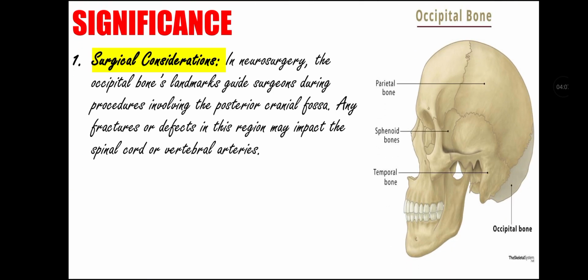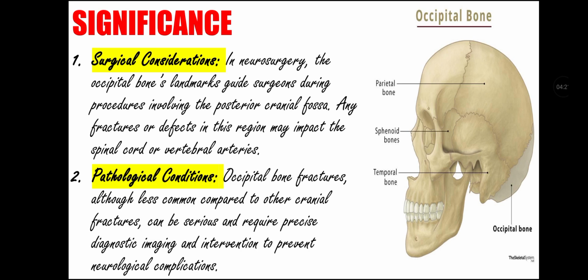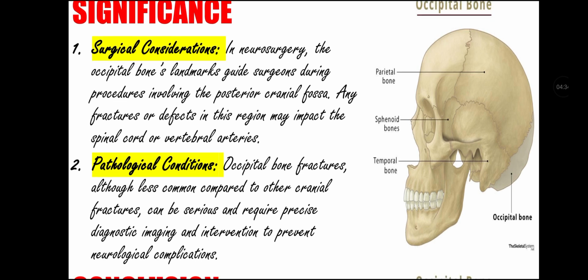Third significance is surgical consideration. In neurosurgery, the occipital bone landmarks guide surgeons during procedures involving the posterior cranial fossa. Any fracture or defect in this region may impact the spinal cord or vertebral arteries. Fourth significance is pathological condition. Occipital bone fracture, although less common compared to other cranial fractures, can be serious and require precise diagnostic imaging and intervention to prevent neurological complications.